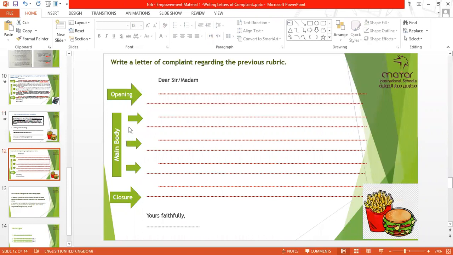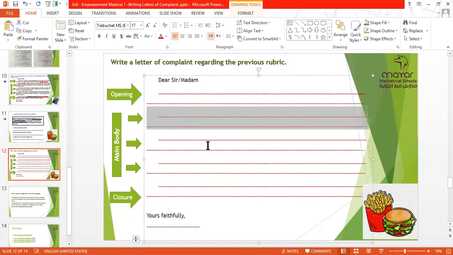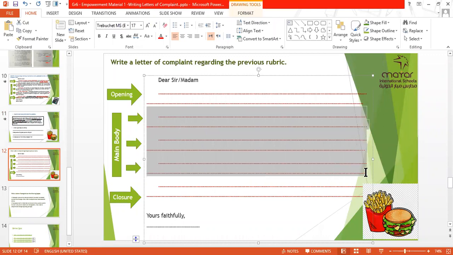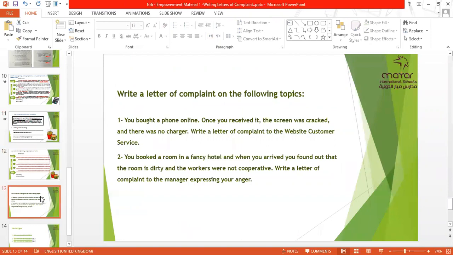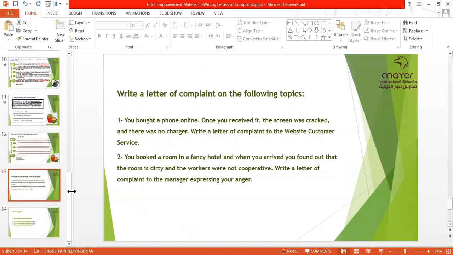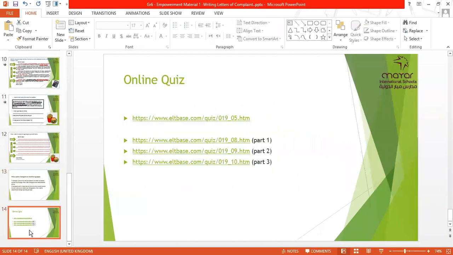Notice the indentation. The main body could be divided into about 3 paragraphs, sometimes less, sometimes more. It depends on our topic. And this is an exercise you can try and do. Most of you did this. Okay, these are some online quizzes. I think you have them back, and I think most of you did them.